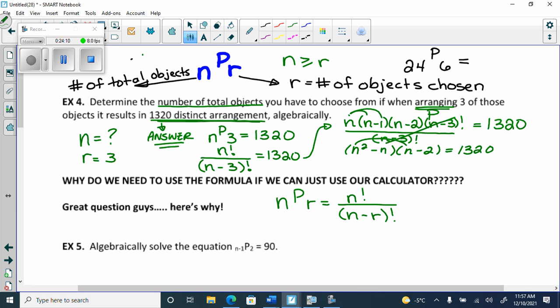n squared times n is n cubed. n squared times negative 2 is negative 2n squared, minus n squared, plus 2n, minus 1,320 equals 0. Because I have to get it equal to 0 if it's a cubic, quadratic, quintic, quartic, whatever. I'm going to get n cubed minus 3n squared plus 2n minus 1,320. How do I get to factoring that?